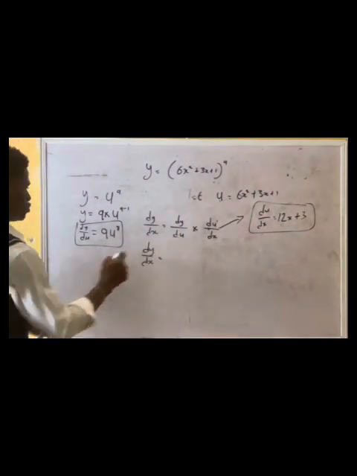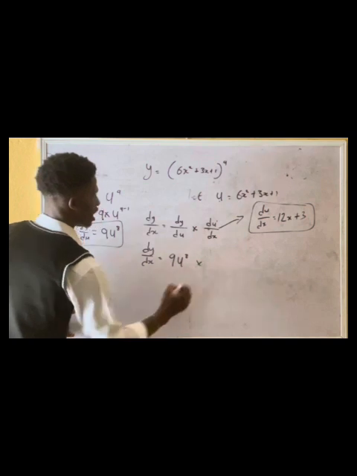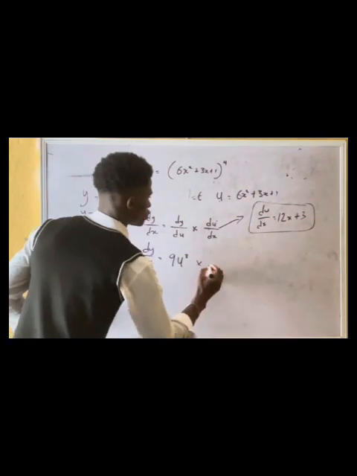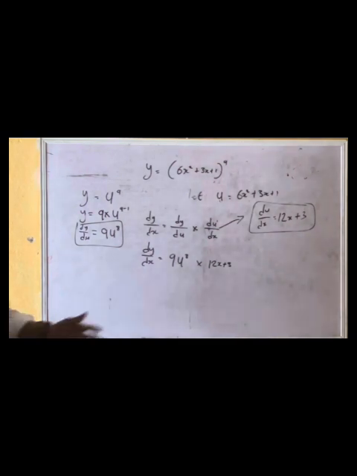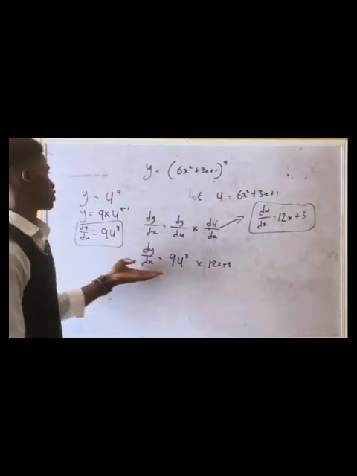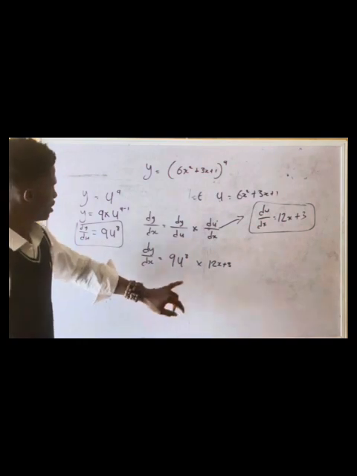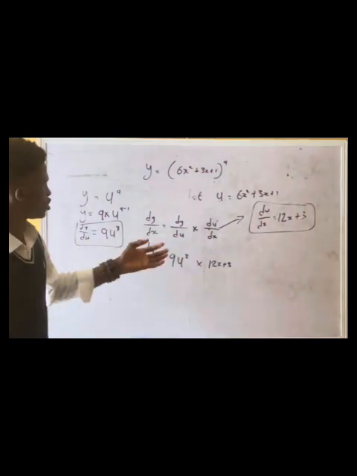So dy over du will give me 9u raised to the power 8 times this, which will give me 12x plus 3. So what do I do next? Now, can you leave your answer like this? No. You're definitely not going to see something like this in your options. What do you do? This is u. Don't forget that this is u. We still have u here. Now, what is u?